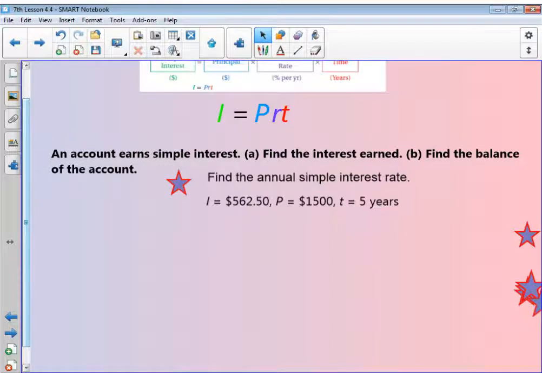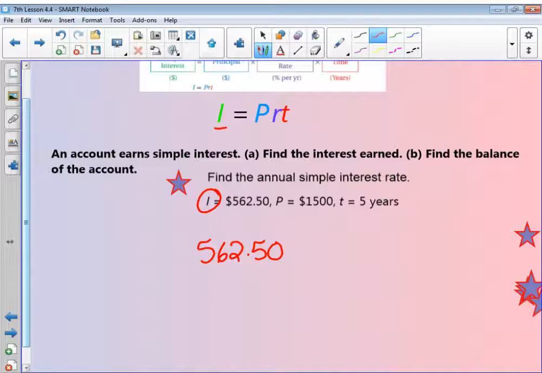So if we go through and substitute in for each of our numbers. So our I, they told us right here, is $562.50 equals, the P is next. So P was 1,500. They didn't give me R. My last one was a T. So my T was 5 years. So times 5. And then I'm going to put the R at the end because we're multiplying between all three of those. So it doesn't matter the order that I put them in. I like to put the letter at the end. If you don't mind the letter in the middle, then you can go ahead and write it out that way.